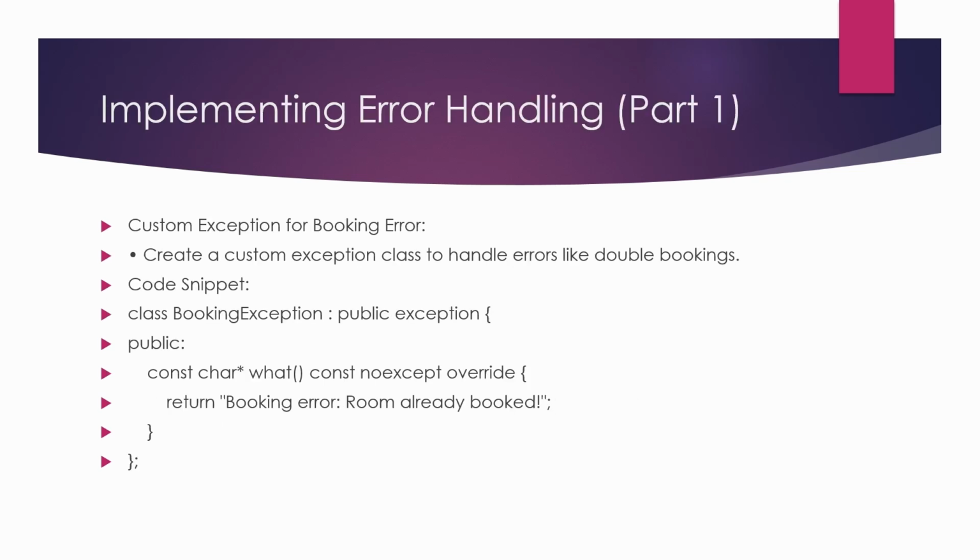Let's look at how we can implement error handling. We create a custom exception class, BookingException, to handle errors like double bookings. This exception will be thrown whenever an attempt is made to book a room that is already reserved. It ensures that the system handles the error gracefully without crashing.